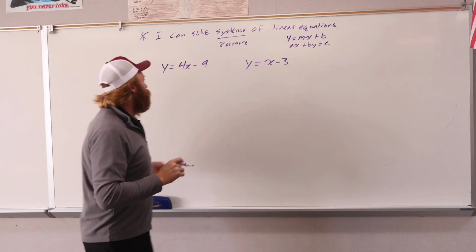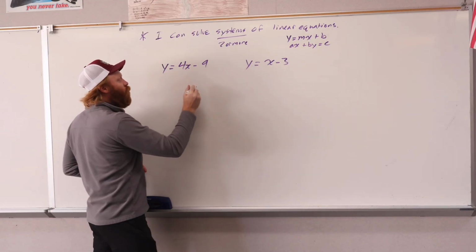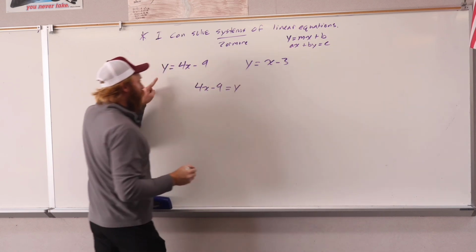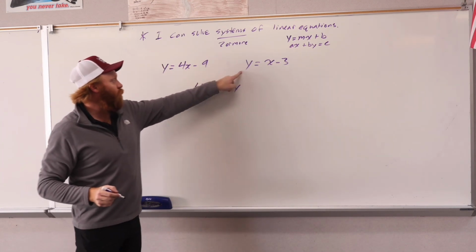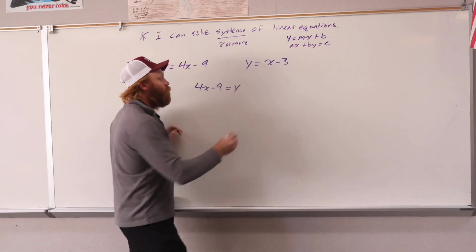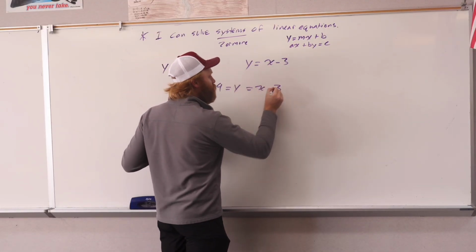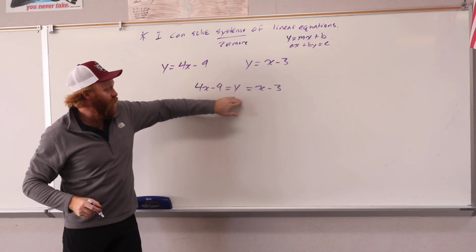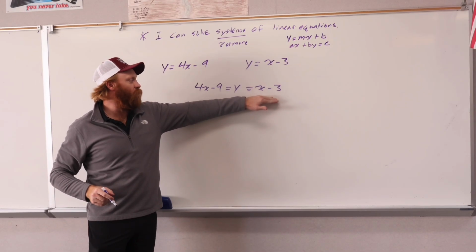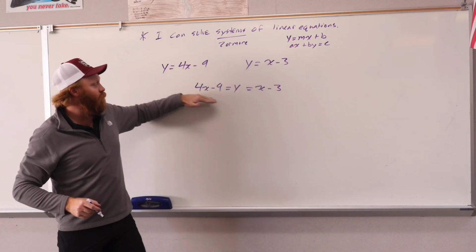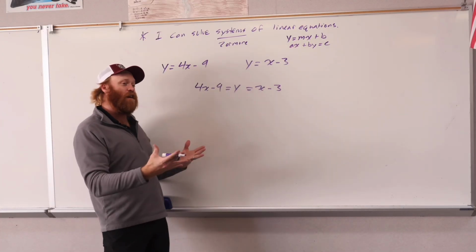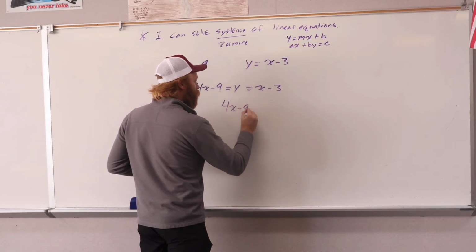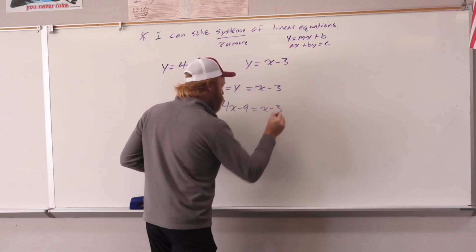Why do we say that? Well, notice 4x minus 9, what does that equal? Y. But what else does y equal? Y also equals x minus 3. Okay, so if this equals that, and that equals what we have over here, then we can say that this equals what we have over here. And that's that tautology, that's that true statement. So we have 4x minus 9 equals x minus 3.